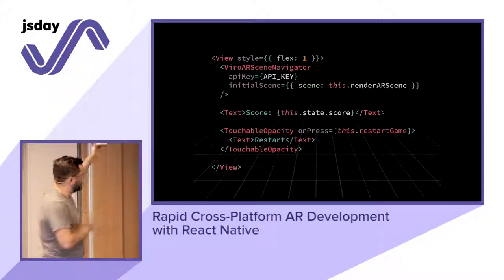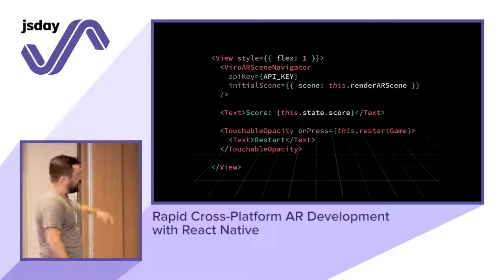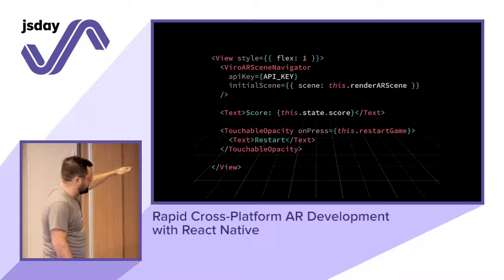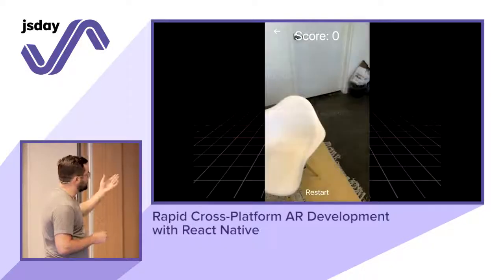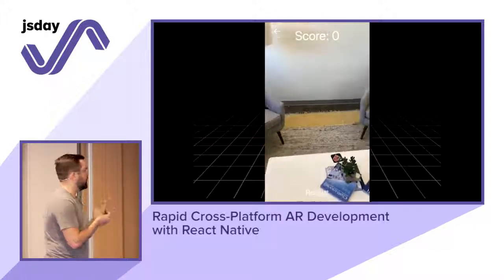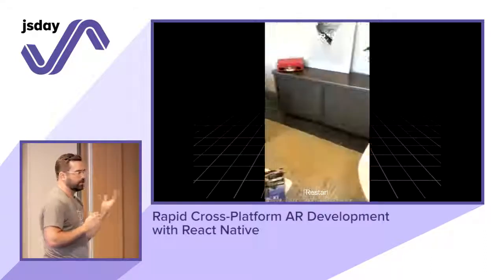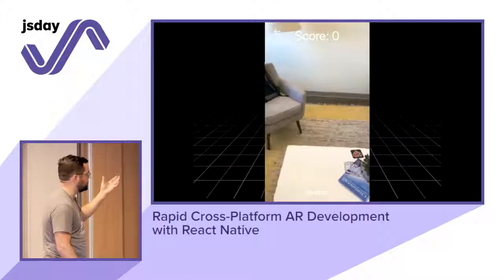So at the root level, we have everything wrapped in a view, and the view is from React Native. Then we have the AR Scene Navigator, which is going to render the AR scene. And then we also have some text and a button to restart the score. Both of those use components from React Native: the text, and a touchable opacity. So you can see that we have a scene being rendered. The video is being rendered from the AR scene, and we also have the text at the top with the score and the restart button at the bottom. That's coming from React Native. So these can seamlessly coexist.